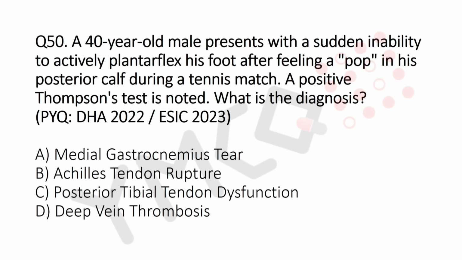A 40-year-old male presents with sudden inability to actively plantar flex his foot after feeling a pop in his posterior calf during a tennis match. A positive Thompson test is noted. What is the diagnosis? Option A, medial gastrocnemius tear. Option B, Achilles tendon rupture. Option C, posterior tibial tendon dysfunction. Option D, deep vein thrombosis. And the answer is option B, Achilles tendon rupture.